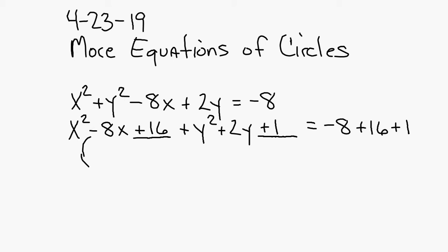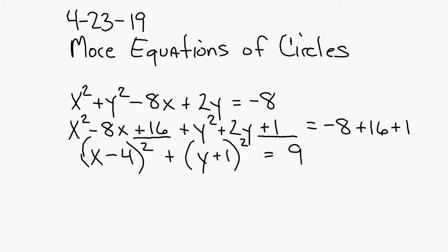You got a left parenthesis and an x. And whatever half of this middle term was is the factor for this trinomial. So it's x minus 4 squared plus. You do the same thing with the y. It's y and it's half of the middle term, which is positive 1. And it's squared. And you make it equal to your negative 8 plus 16 plus 1, which is 9. So you factored the x squared minus 8x plus 16 to x minus 4 squared. You factored the y squared plus 2y plus 1 to the y plus 1 squared. And it's equal to 9 because you simplified the right side.